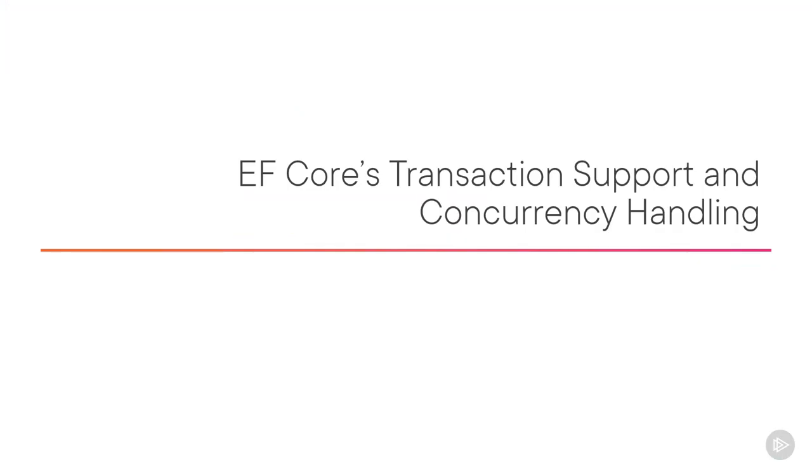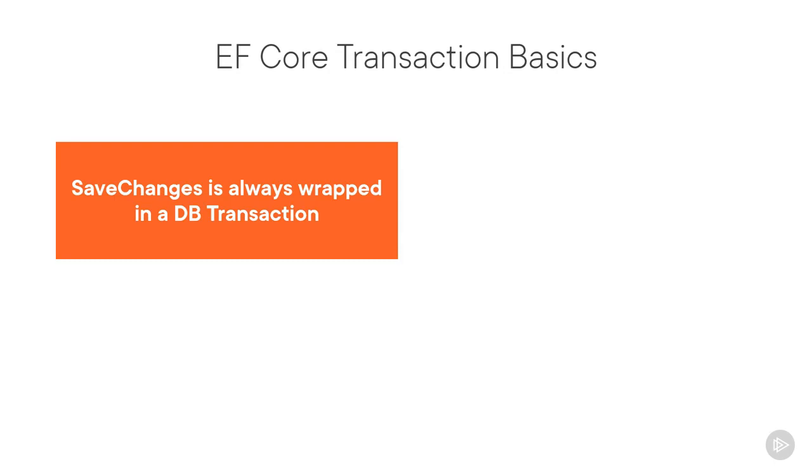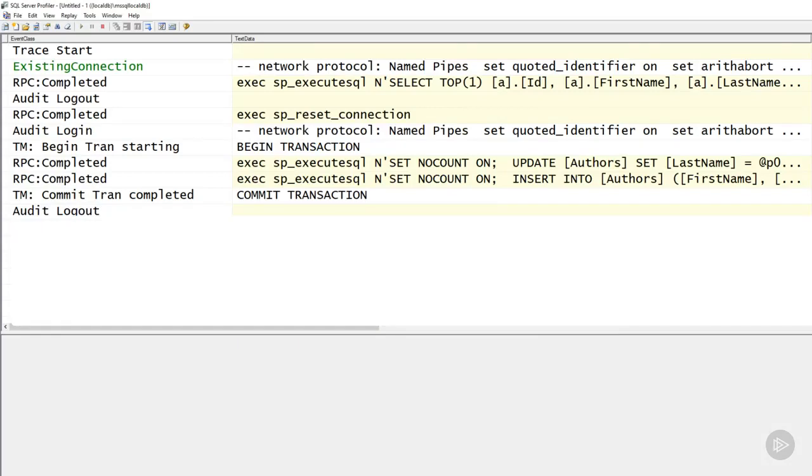I mentioned earlier that EF Core supports transactions inherently, and I want to be sure you have a little more insight into this support. By default, EF Core will use database transactions whenever you call save changes. You can expose those in the logs, but here's a quick look in SQL Profiler. A transaction is started before the first command is sent, and then a commit after the last command has completed.